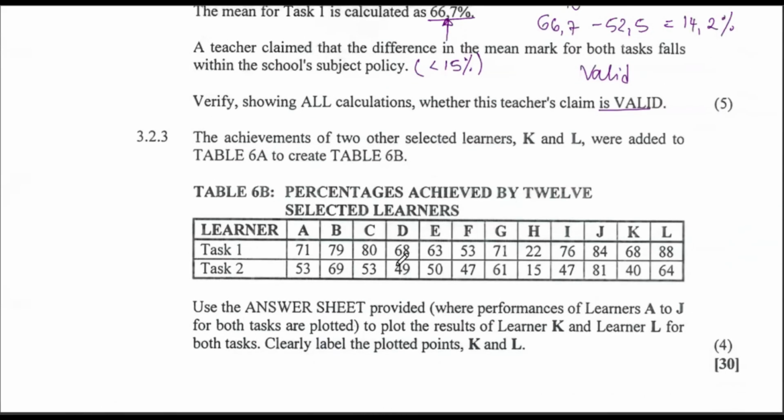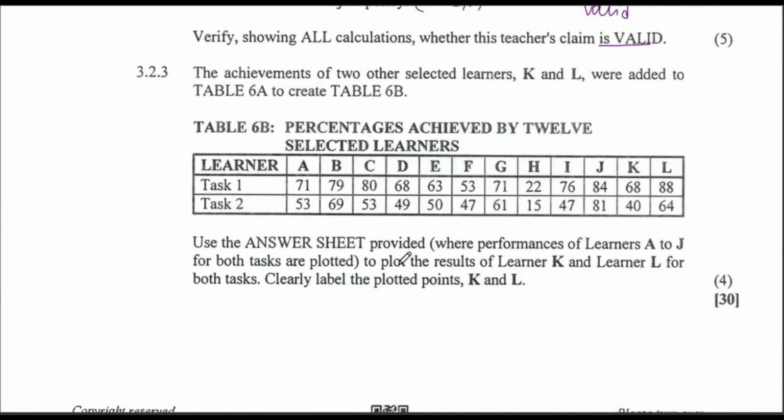The 3.2.3: the achievements of the two other selected learners, K and L, were added to table A to create table B. All right, here we go. These are the two learners that have been added. They are telling you to use the answer sheet provided, where the performance of learners A to J for both tasks is plotted, to plot the results of learner K and learner L for both tasks.